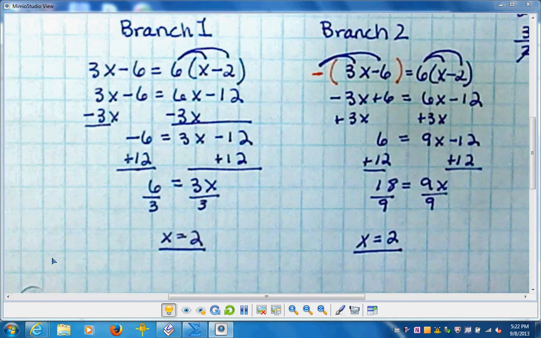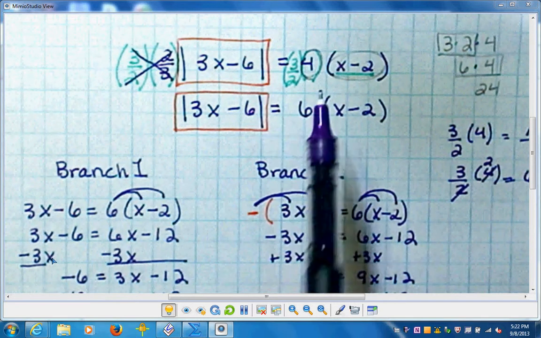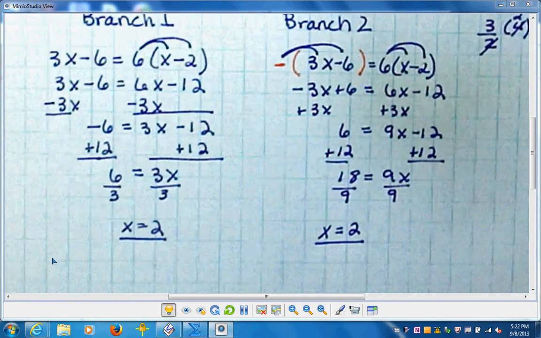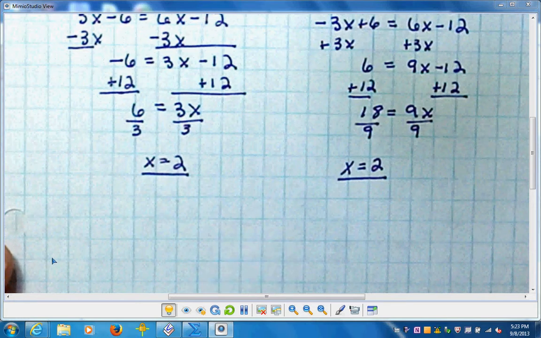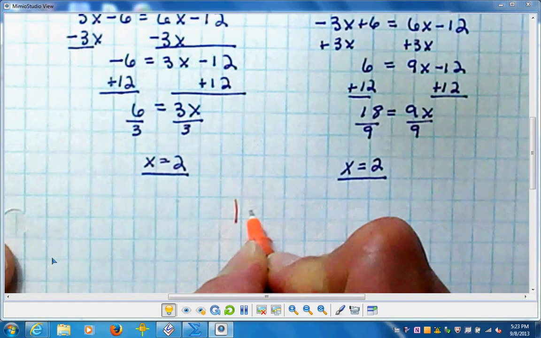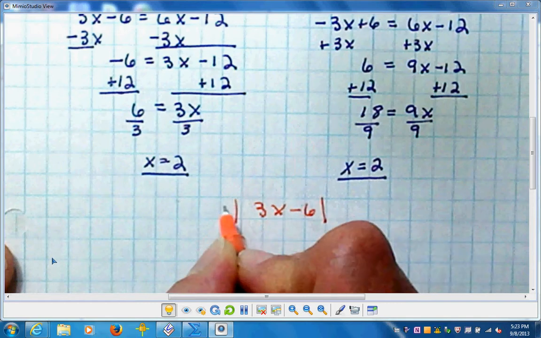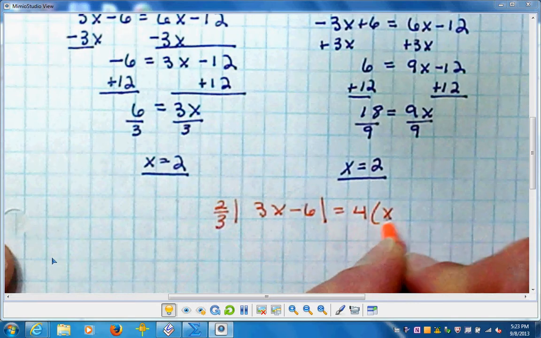Okay? So perhaps I should test this, because it was kind of a funny looking absolute value problem to begin with. So perhaps I should test this to make sure that nothing weird is going on. So let's just go ahead and do that. So with my testing, I have my absolute value of 3x minus 6. Oh, there was a 2/3 in the front, right? Equals 4 times x minus 2.